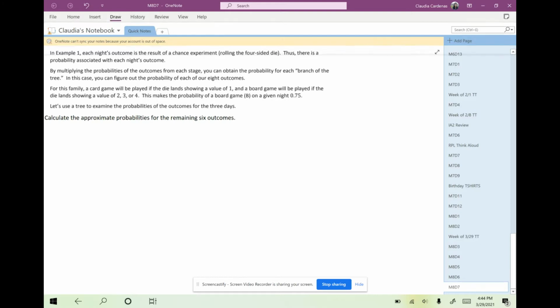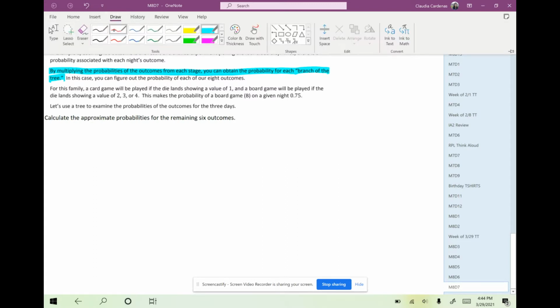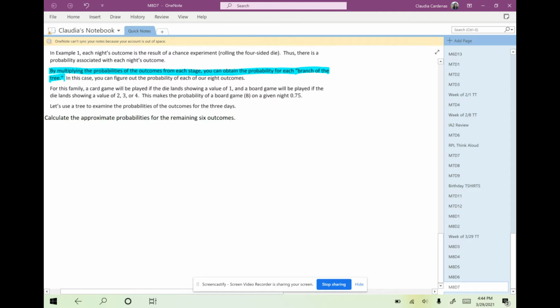By multiplying the probabilities of the outcomes from each stage, you can obtain the probability for each branch of the tree. So keep that in mind. We are about to multiply every probability to get the probability of the entire branch. In this case, you can figure out the probability of each of our 8 outcomes.